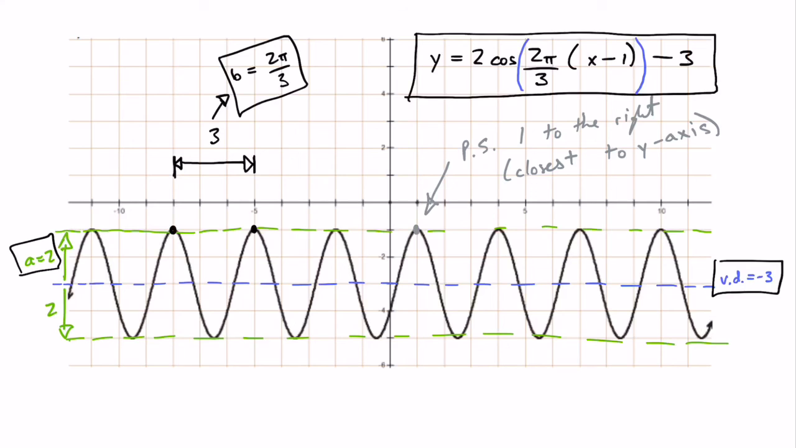If you want to put brackets around the 2 pi over 3 and times x minus 1, because technically all of that is inside of cos, then that's fine. If you were going to graph this on the calculator, you would need that blue set of brackets to graph it properly, but otherwise, you'll see it quite often. Those brackets are left out.